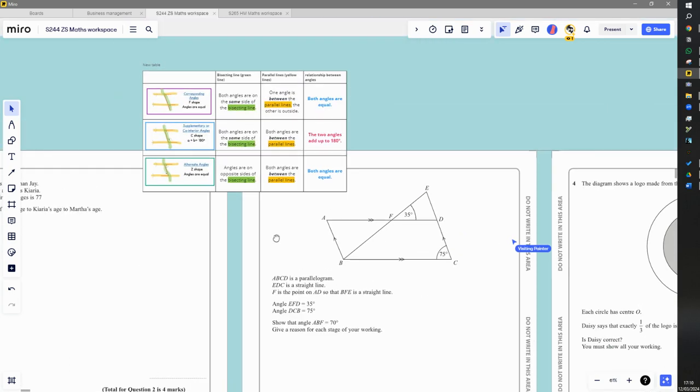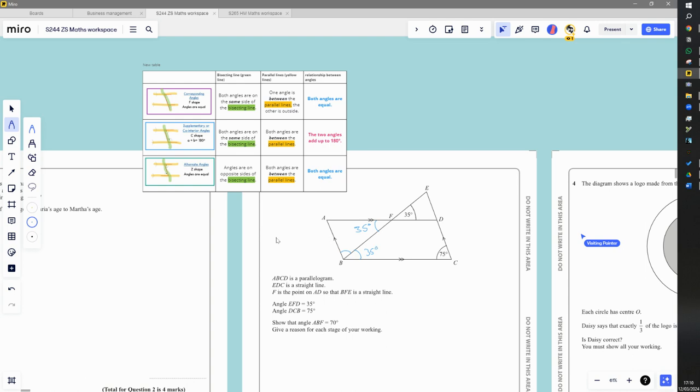Before I start looking into that in a bit more detail, let's just identify what angle we are investigating. ABF. So this angle here. So we're trying to find out whether or not that is 70 degrees. Well, let's see what we can do here. So we can see that that angle is going to be 35 degrees. Oh, no, hang on. ABF. Okay, I know that that angle should be 35 degrees.